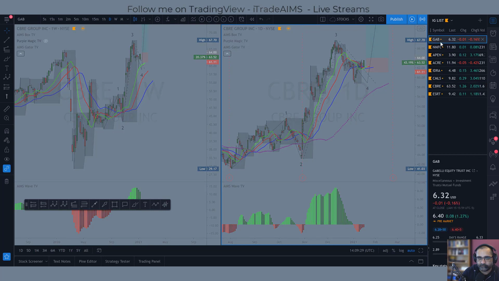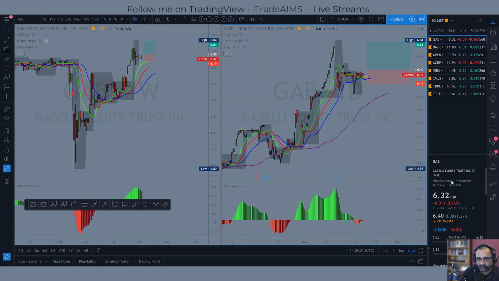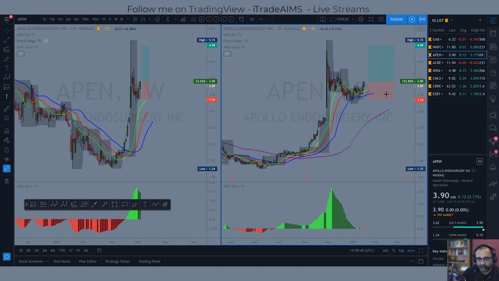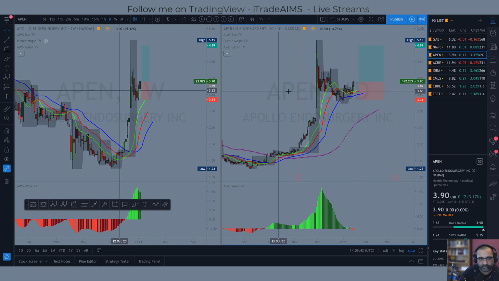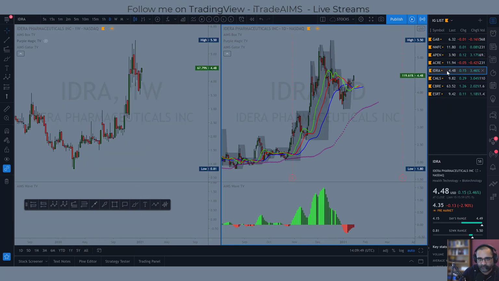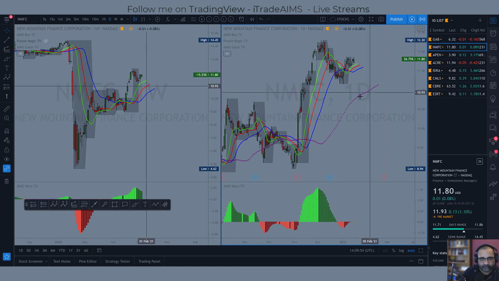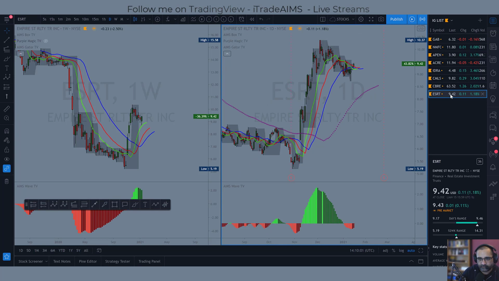So let's go to GAB. That's the investment trust, and CBRE is real estate development. I'm also looking to take this one, but it would depend on where it opens today, so I'm going to leave that for a little bit later, in about 30 minutes. IDRA is also good. This one is kind of in a setup 2 now. This can be looked into as well, another finance company.